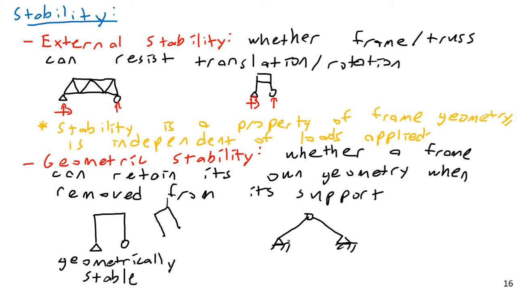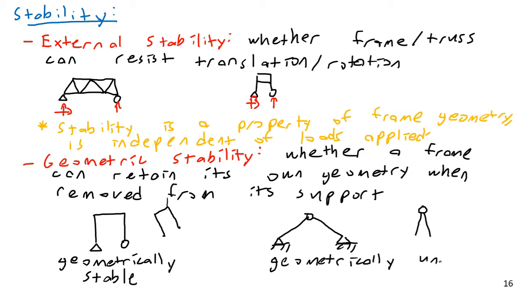If I come along and cut this thing here and here, and then lift it up, let's say I try to lift it up by that center pin, what I'll end up with is these things kind of collapsing in on each other like this. I'll get kind of a scissoring action, and the entire frame will end up collapsing and changing its geometry. So this frame here is intrinsically geometrically unstable.